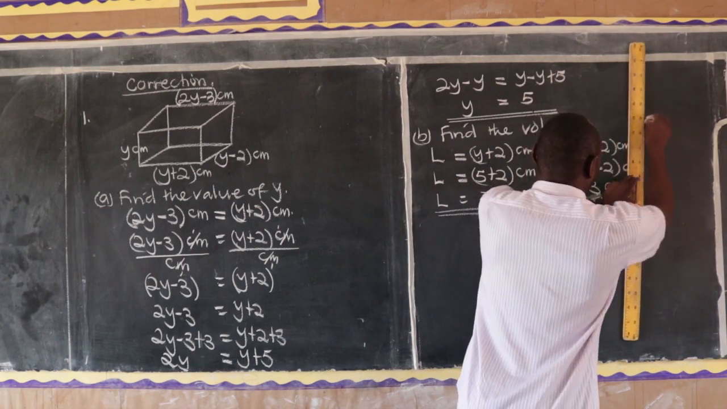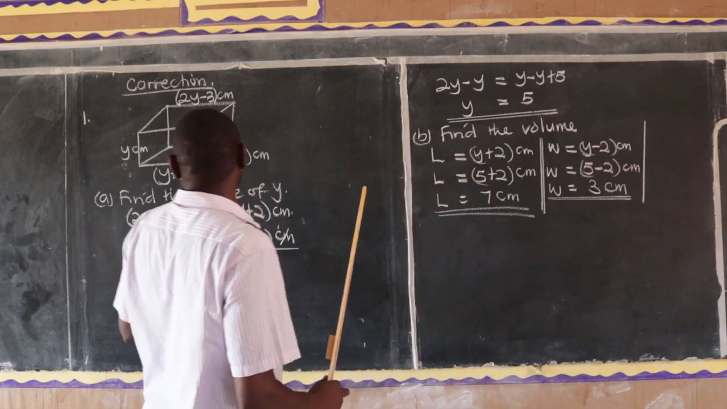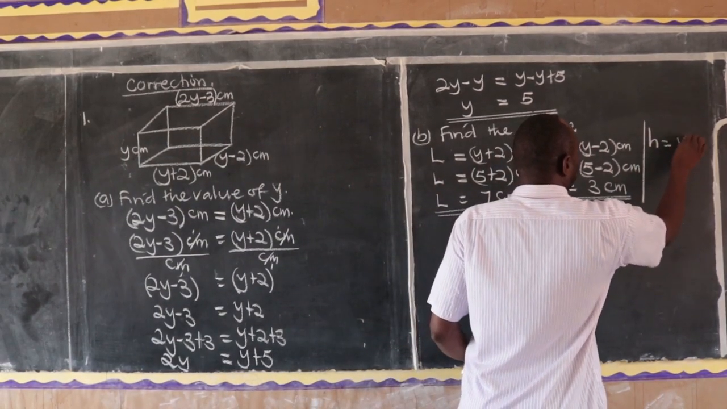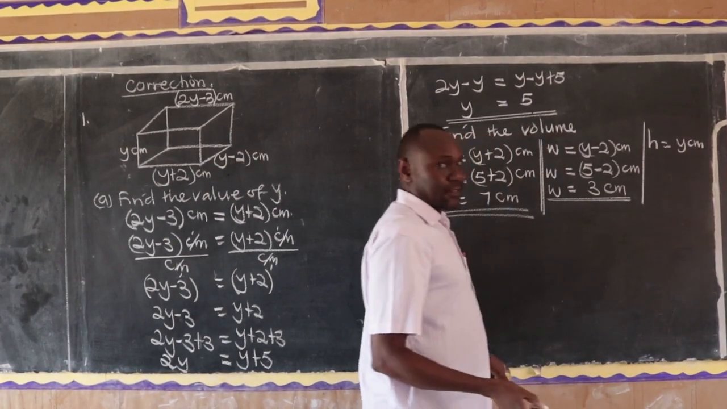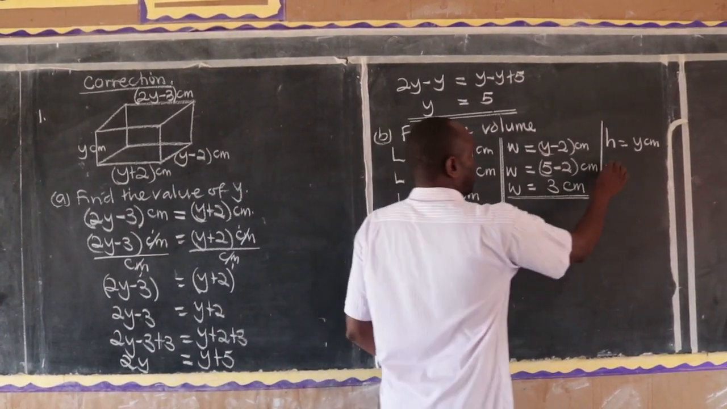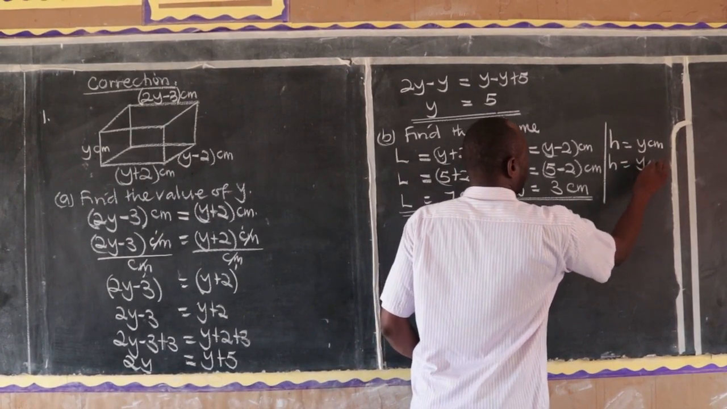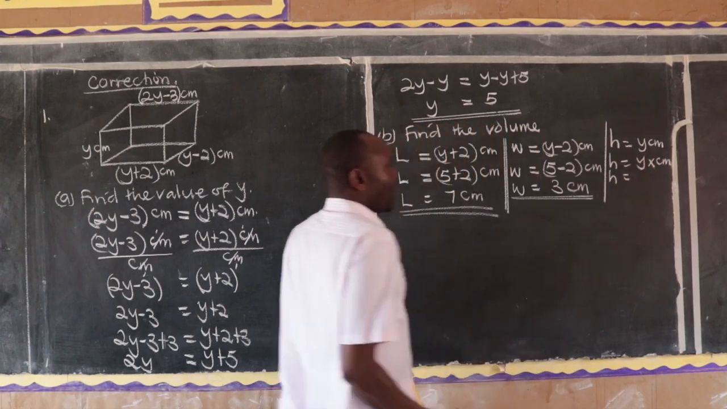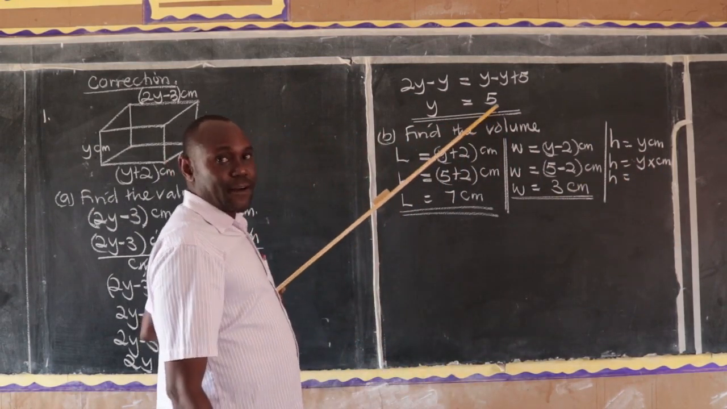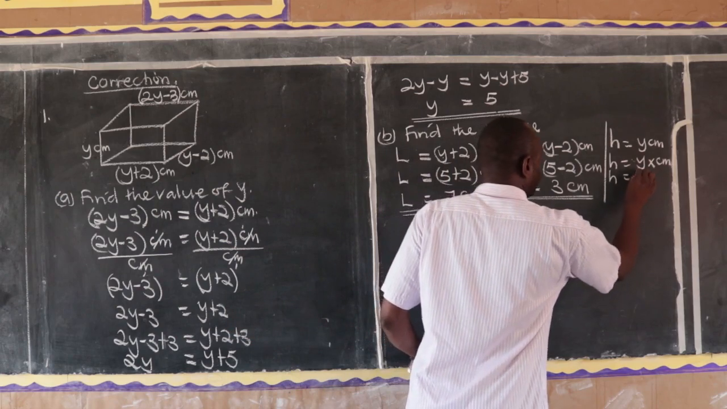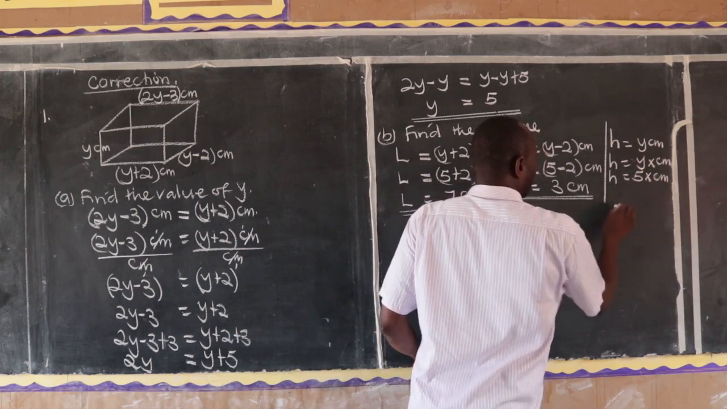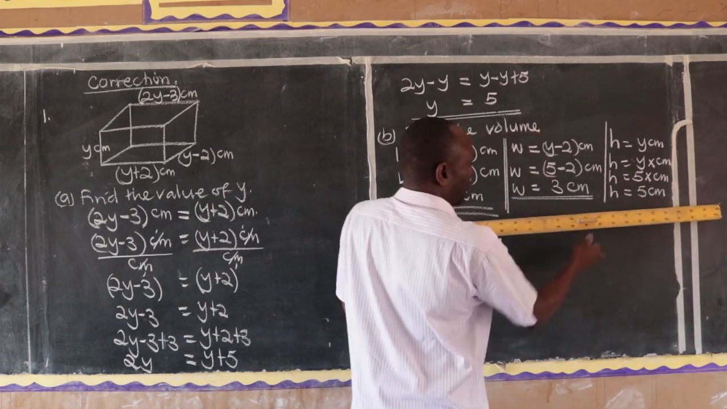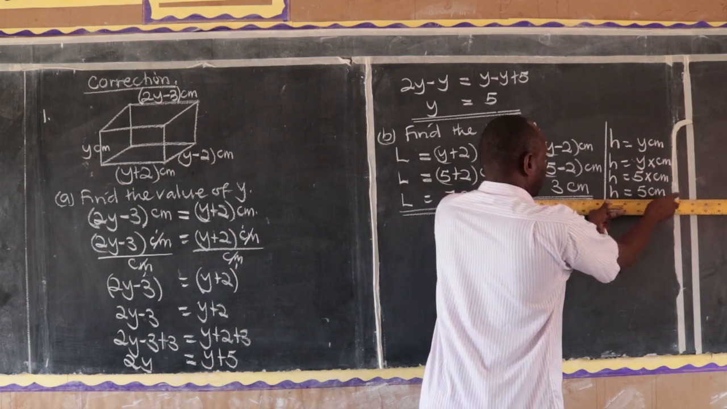Then we shall also need to find the height. The height is given as y centimeters. Therefore, I'll say the height equals y times the centimeter. The value of y here, we got it to be what? 5. Therefore, it will be 5 multiplied by a centimeter, and our height will be 5 centimeters. Then we underline.